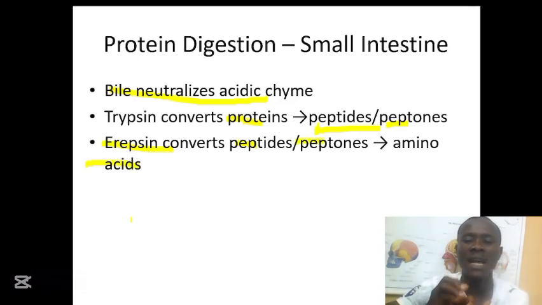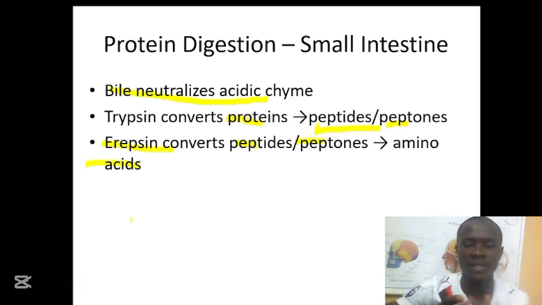After the protein has been broken down into amino acids, these amino acids will be absorbed into the intestinal wall by active transport using sodium-dependent carrier proteins, and they move from the wall of the small intestine into the blood vessels by facilitated diffusion. They will be transported through the hepatic portal vein into the liver, where they have to be processed.